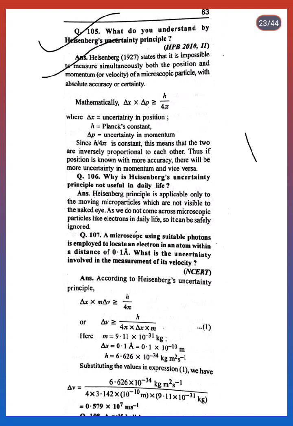In case of the Heisenberg principle, it states that it is impossible to measure simultaneously both position and momentum of a microscopic particle with absolute accuracy.